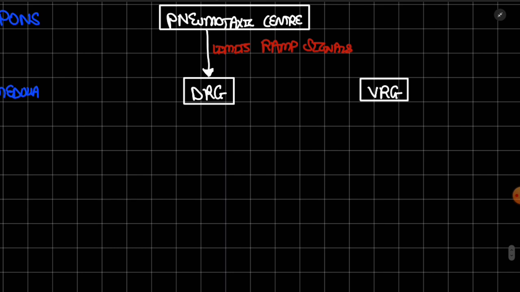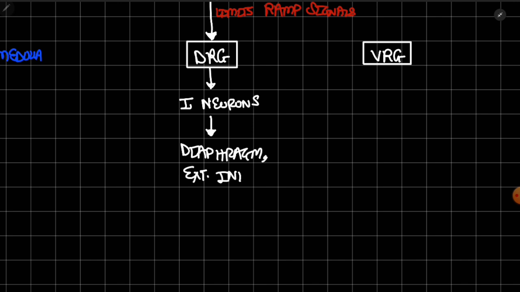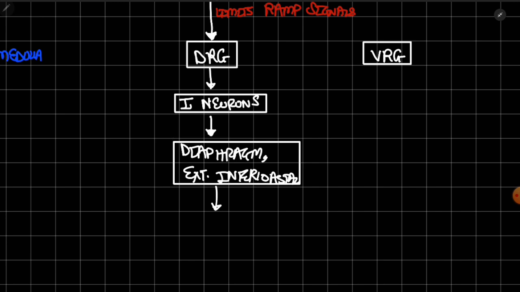Now the dorsal respiratory group basically consists of I neurons. And what do these I neurons do? These I neurons act on the diaphragm and, if required, the external intercostals. And what is the action of these muscles? Yes, the action of the muscles is basically inspiration. Contraction of these muscles causes inspiration. So basically the I neurons are the motor neurons, or the efferents.